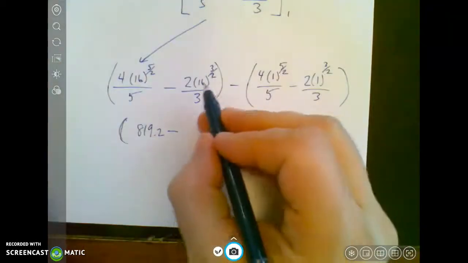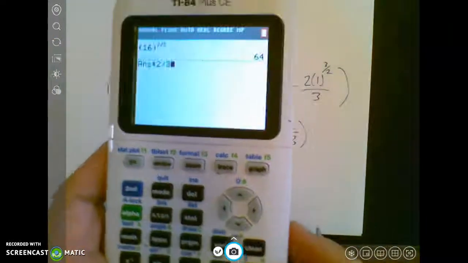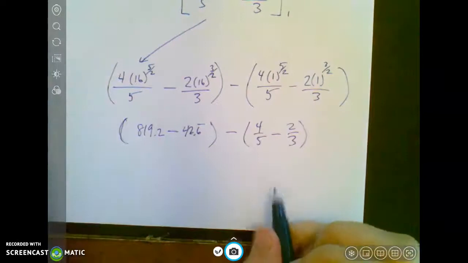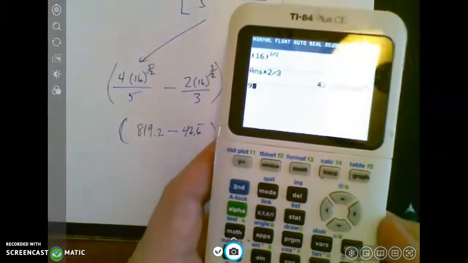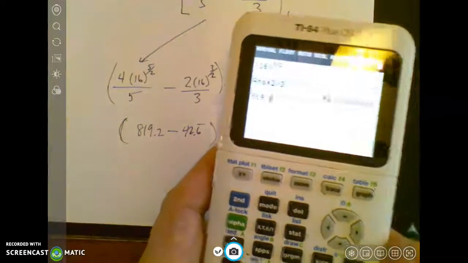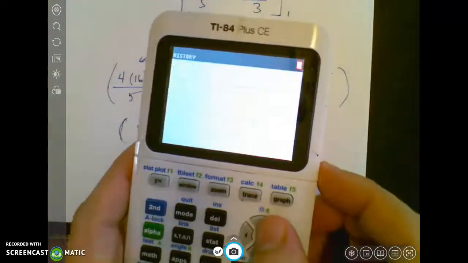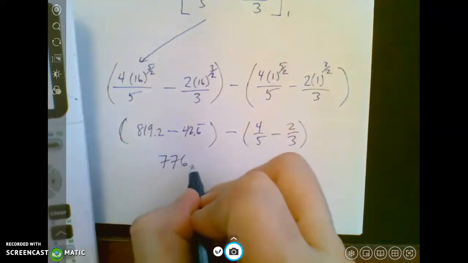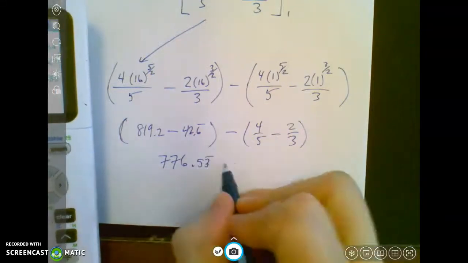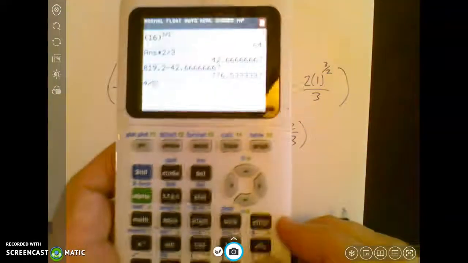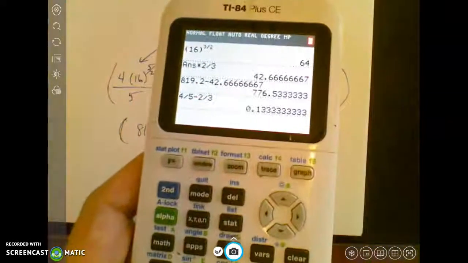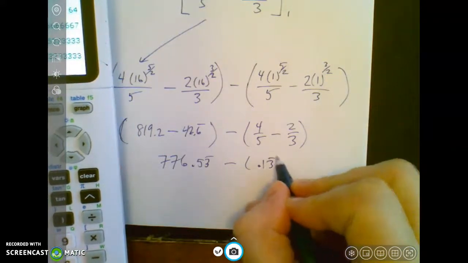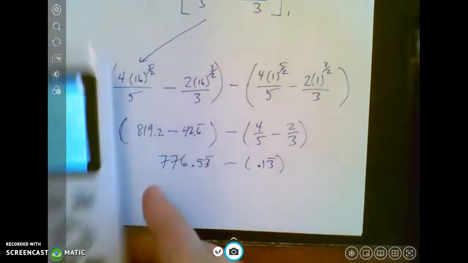Is 64 times 2/3. And we get 42.6 repeating. Don't round it. You can use exact numbers. So I have 819.2 minus, I'll just go up and grab that answer, equals 776.53 repeating. And then I take away, let's see what 4/5 minus 2/3 is. It's 0.13 repeating.